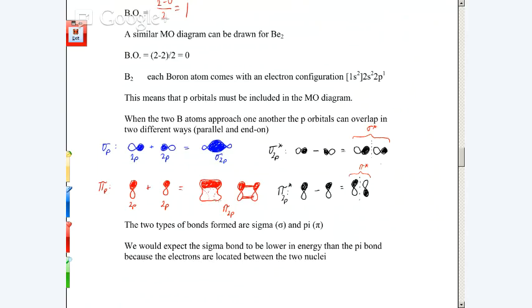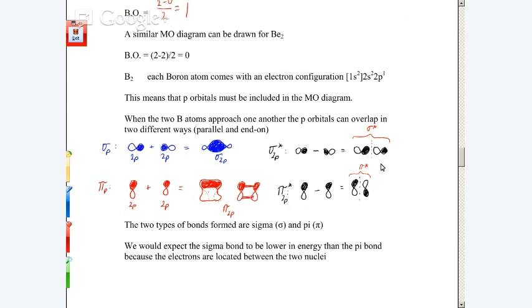And these are for diatomic molecules. When you have larger molecules that have more atoms than just two, the molecular orbitals take all the orbitals from all the different atoms into account and make all kinds of crazy elaborate looking things that you can't really draw, but you can use computers to calculate what they would look like.